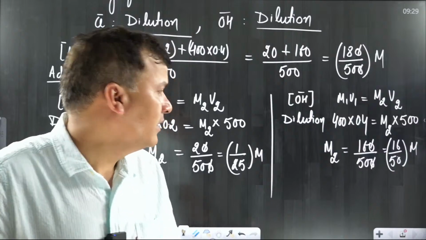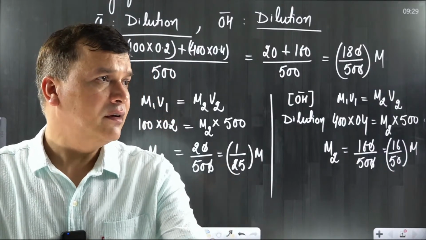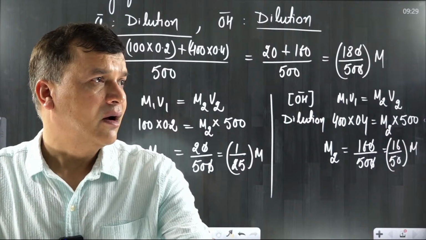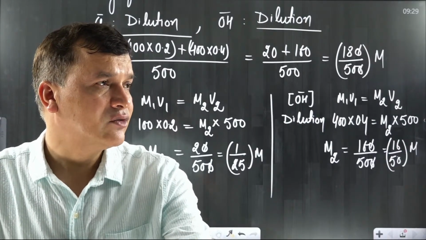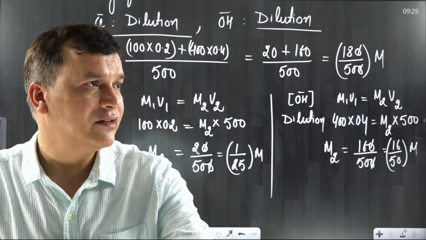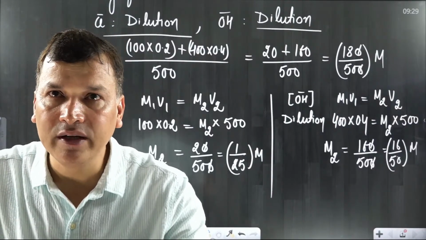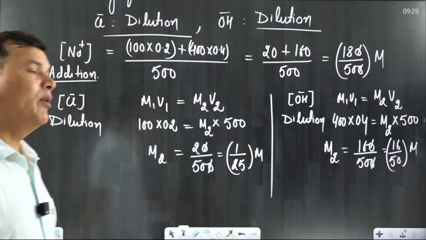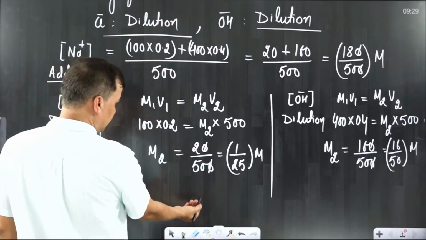My dear student, what I told you, here is a mixing of how many solutions? Two solutions. One is sodium hydroxide, second is sodium chloride. So addition of sodium will be there. And what about the chloride ion? Dilution.